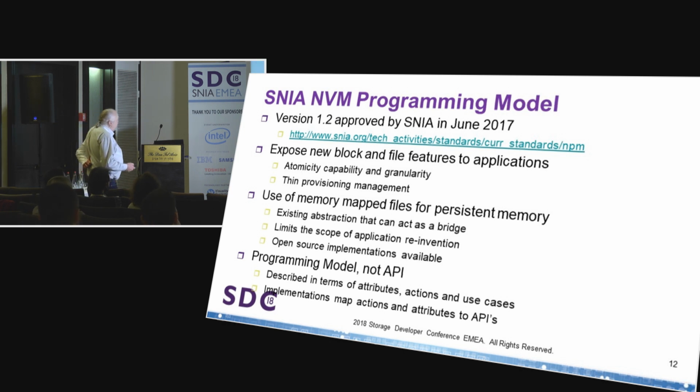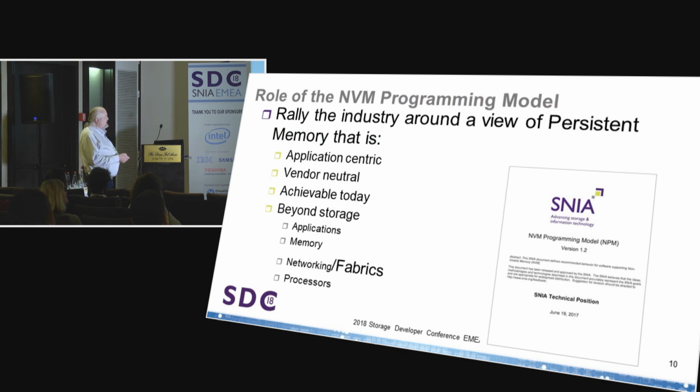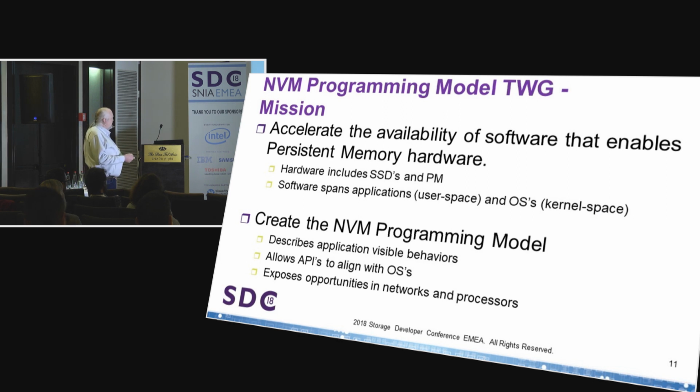So we came up with the NVM programming model. It's up to version 1.2. You can go out and get it. We released that latest version in June. We're now working on the next version of it, but the goals we had was to make it application-centric, of course vendor neutral because we're SNIA, and make it so that it's achievable today, and it just goes beyond storage, beyond networking fabrics, and presents that sort of cohesive view that everybody's going to adopt. So we want to accelerate the availability of software that makes persistent memory hardware available.